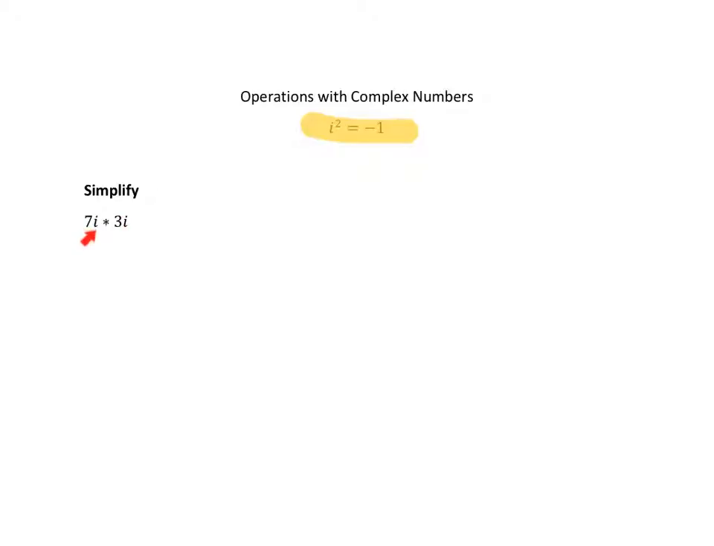Just like you would if that i was a variable like x or y or a or b or whatever. So when we multiply 7i times 3i, we're going to get 21, because 7 times 3 is 21, and then i squared. Now you're not finished though. You have to apply this rule up here. i squared is equal to a negative 1.